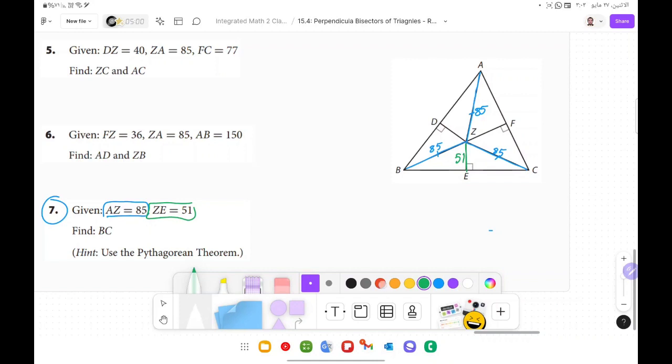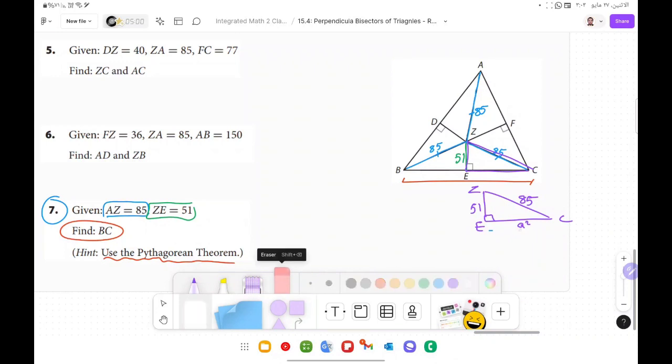Now find BC. We need to find BC, from here to here. It's giving me a hint: use the Pythagorean theorem. If you look at this triangle EZC, let me take it here beside. EZC is a right angle triangle, right? This one here is given, which is 85. This one here is given, which is 51. So now can I find this missing side? Yes. Let's say this one here is A.